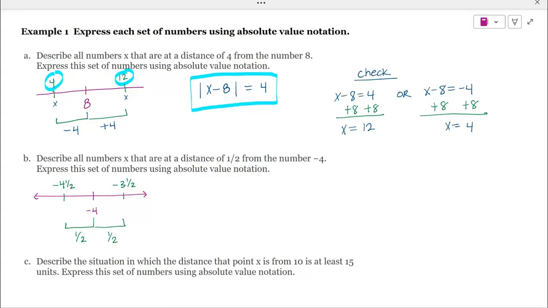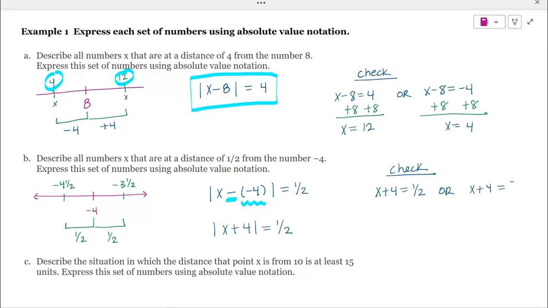So using the same idea that I did in the one above, I want the distance from x and negative 4 to be equal to 1/2. Remember that I need to subtract the number, and the number in this case is negative 4. So this will end up being an x plus 4 in the absolute value sign. All right, let's check our answers. I would have that x plus 4 is equal to 1/2, or x plus 4 is equal to negative 1/2.